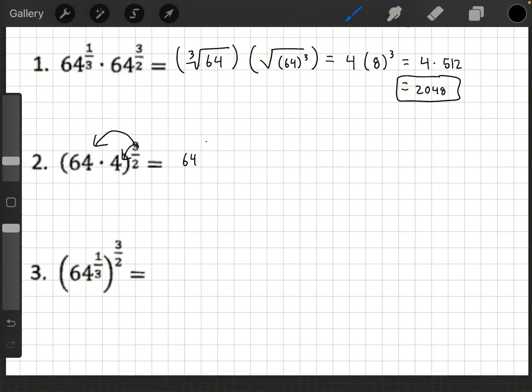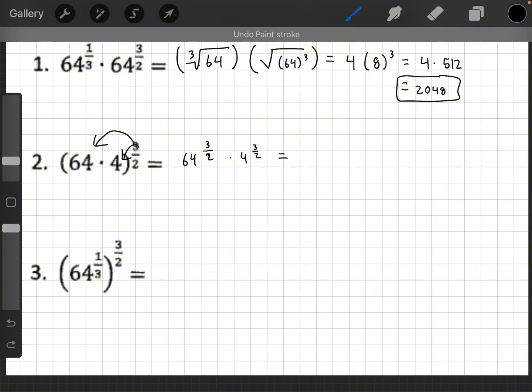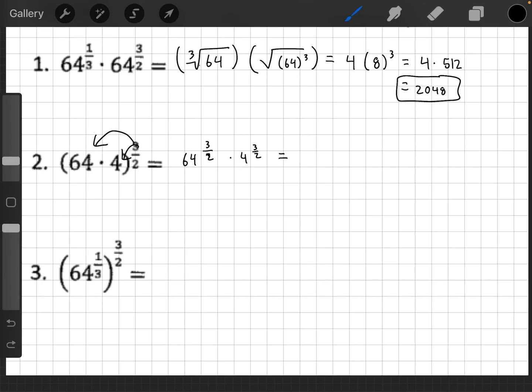For the second example, we know that these exponents will distribute to both parts of the expression. So we have 64 to the power of 3 over 2 times 4 to the power of 3 over 2. So we've just actually solved for the 64 to the power of 3 over 2. So I'm just going to bring it down from the previous example, which we know is 8 to the power of 3.